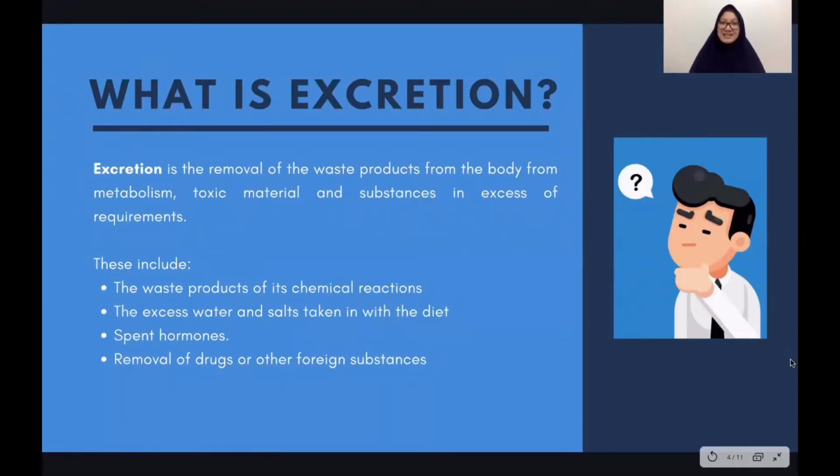So what is excretion? Excretion is the removal of waste products from the body, and this could be from metabolism, toxic materials and substances, and excess requirements. These include the waste products of chemical reactions in your body, the excess water and salt taken in your diet from food, spent hormones, and removal of drugs and other foreign substances taken into your body. For example, if you have aspirin in too much quantity, your body will reject that and excrete it.